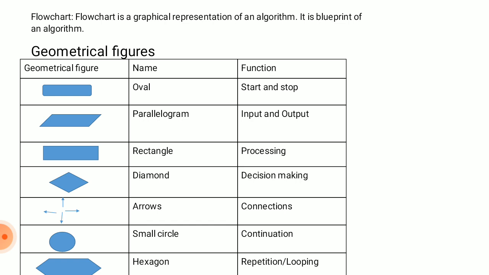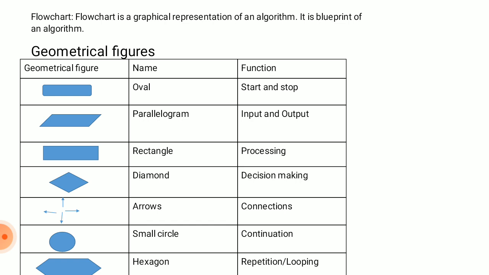Next concept is a flowchart. So as we know, an algorithm is a designing technique to solve a particular problem. So flowchart is also a designing technique to solve a particular problem, but in a different way. In an algorithm, we write the instructions as statements, or English-like statements. Here, a flowchart is a graphical representation of an algorithm, or a geometrical representation of an algorithm.